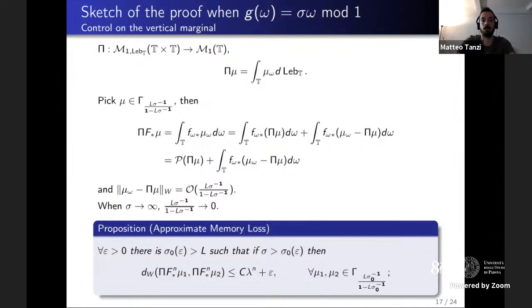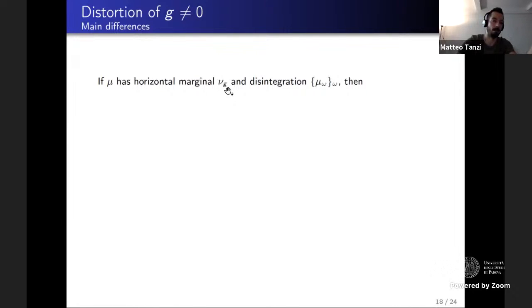So this is the proof in the case where G has no distortion. Let me give just a glimpse of how we can modify the proof when there is distortion. Actually, the proof needs an extra idea. We cannot straightforwardly, or at least we couldn't straightforwardly, generalize this proof to the case with distortion. The main reason is that now mu has horizontal marginal nu G. Before we had Lebesgue, but now the invariant measure for G could be some other measure. So this is going to be the horizontal marginal for mu, and with this disintegration mu omega, this is going to be the expression for the disintegration of f star mu.